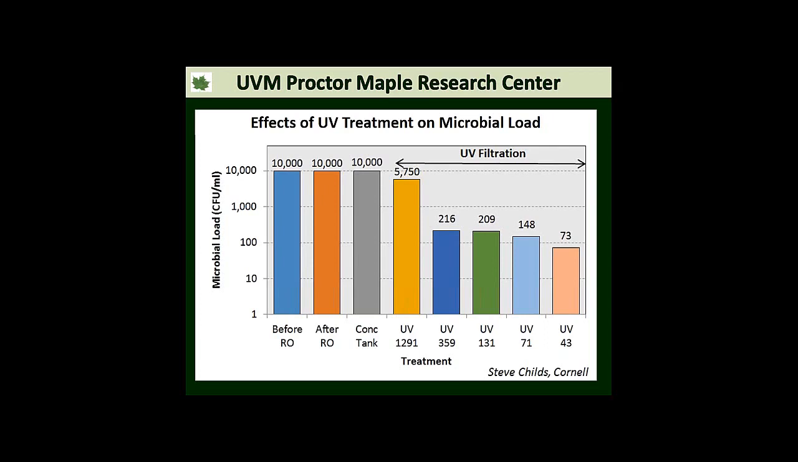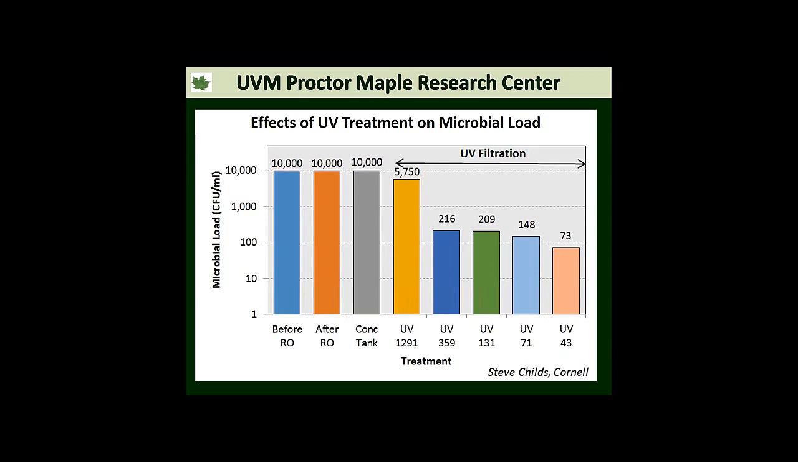That sounds like a lot, doesn't it? Well, it isn't. We've counted up to 250,000 microbes per milliliter. They're really tiny. Nice sweet sap. There can be a lot of them in there at certain times. So before the RO, about here, it didn't really change after the RO with a cartridge filter. In the concentrate tank, it was about 10,000 after it came out of the RO.